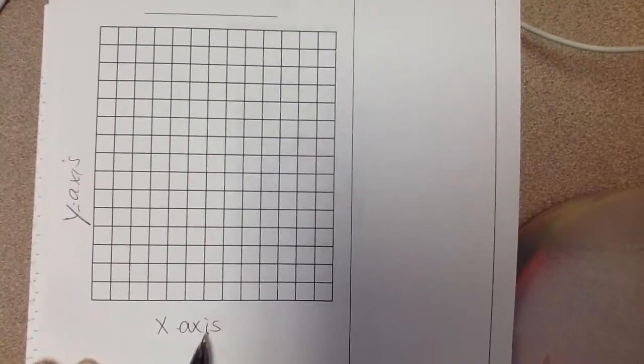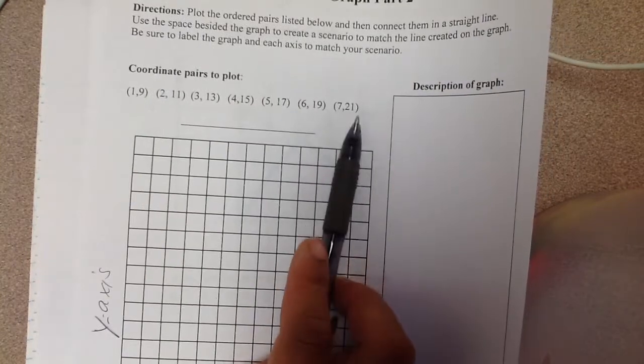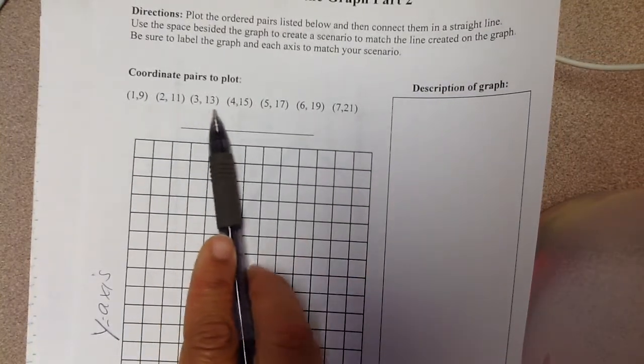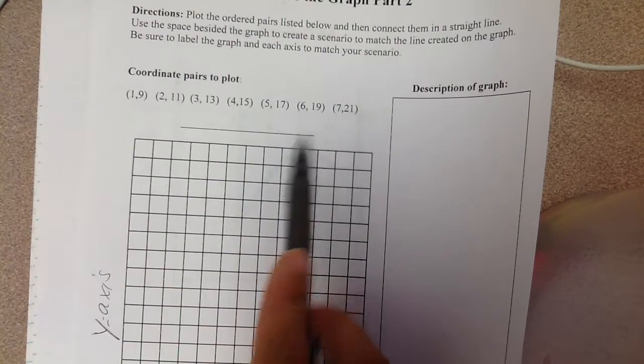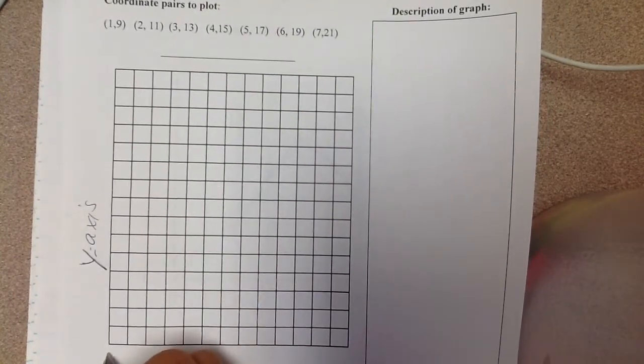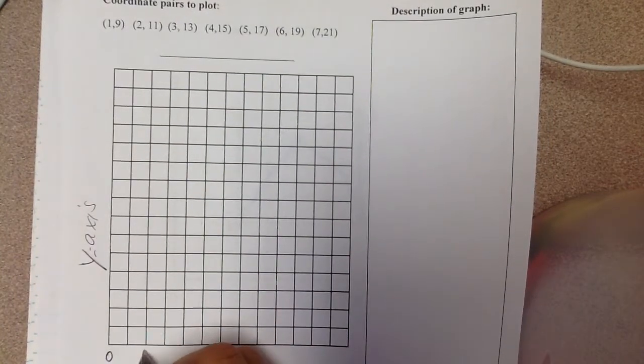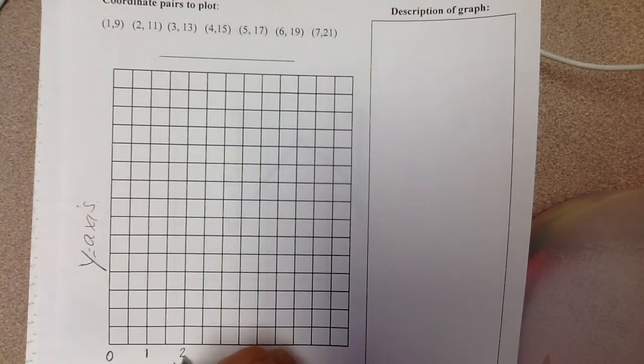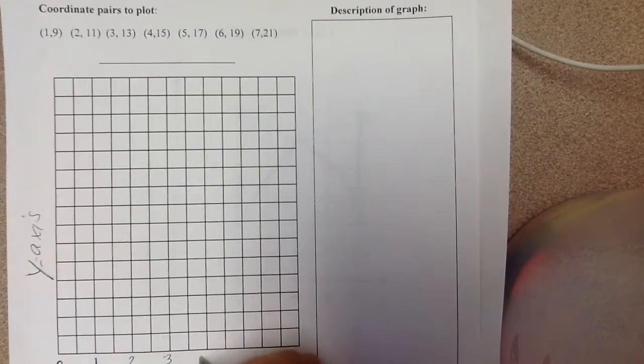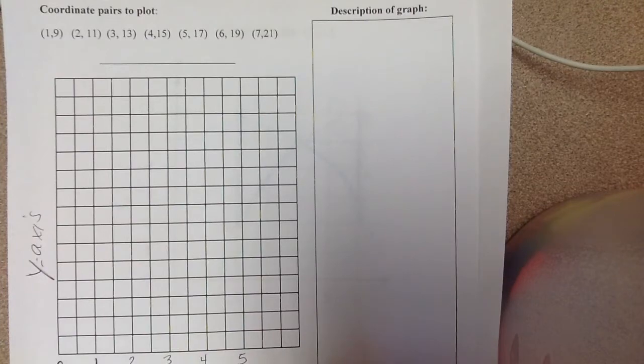So I need to figure out what I want to count by on either side. That's my highest y coordinate. And my highest x coordinate is actually, looks like 7. So I'm going to start counting here 0, 1, 2, 3, 4, 5.